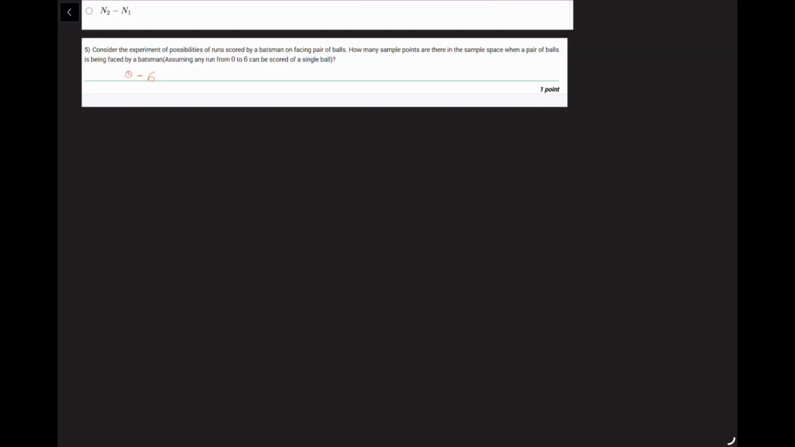So each ball can result in any run from 0 to 6. That means a single ball has 7 possible outcomes. So how many outcomes for one ball? 7. He can score nothing, one, two, three, four, five, or six. So there are 7 outcomes. For a pair of balls, this is going to be 7 times 7, because as you have seen before, the cardinality is n1 times n2. That's why you have 7 times 7: 7 outcomes in the first ball, 7 outcomes in the second. So in total you have 49 outcomes. I hope this makes sense.